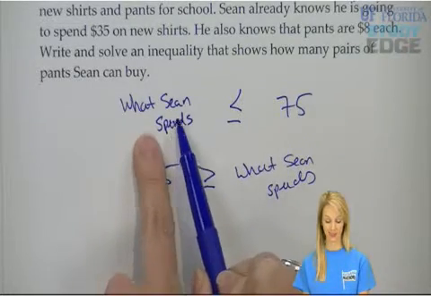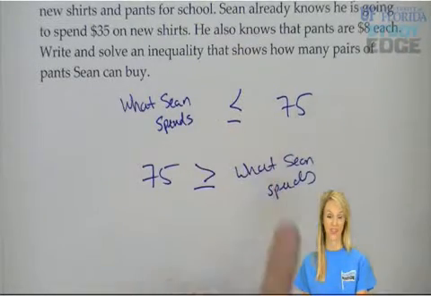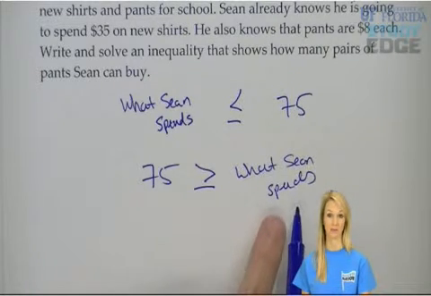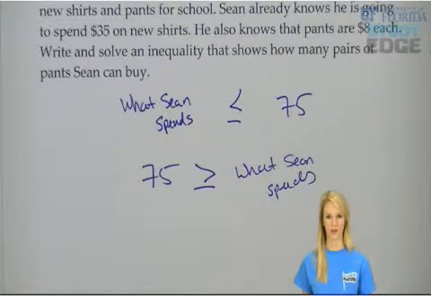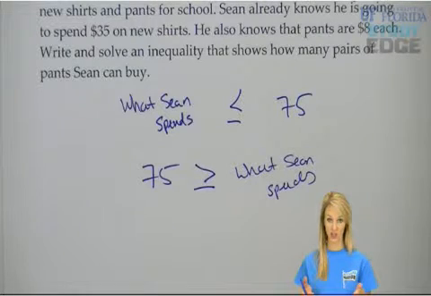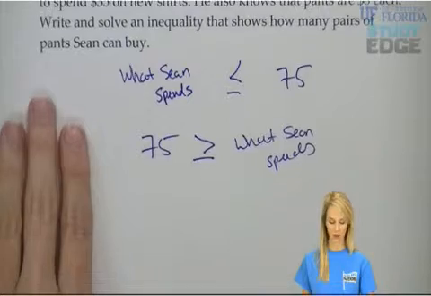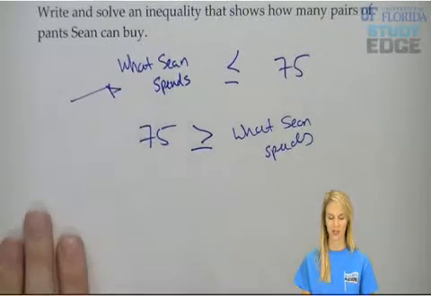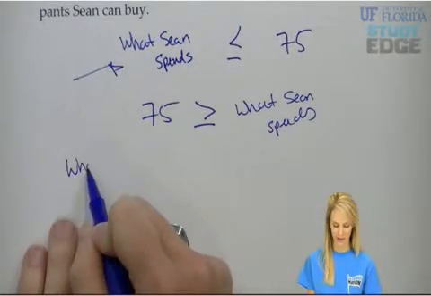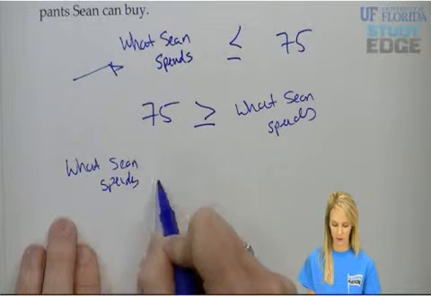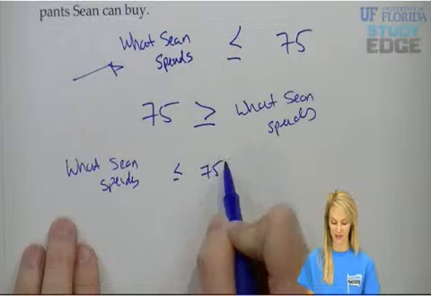Saying that what Sean spends is less than or equal to $75 is the same thing as saying $75 is the most that he could possibly spend. You're just looking at it from a different direction. So depending on how you initially attack this problem, you can set it up either way. Let's stick with our first one. We have what Sean spends needs to be less than or equal to $75, right?